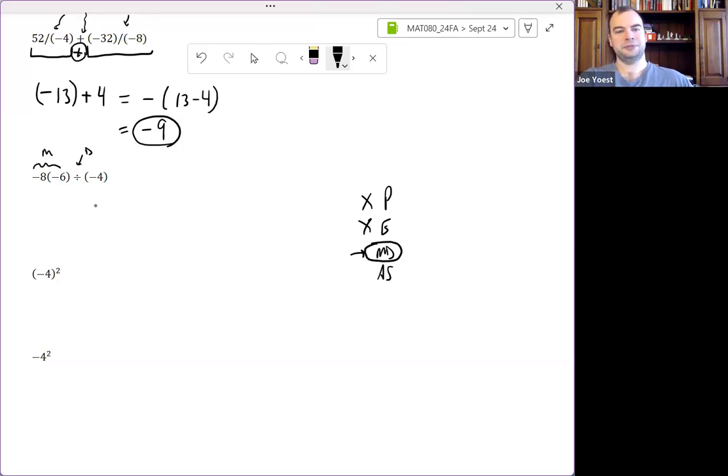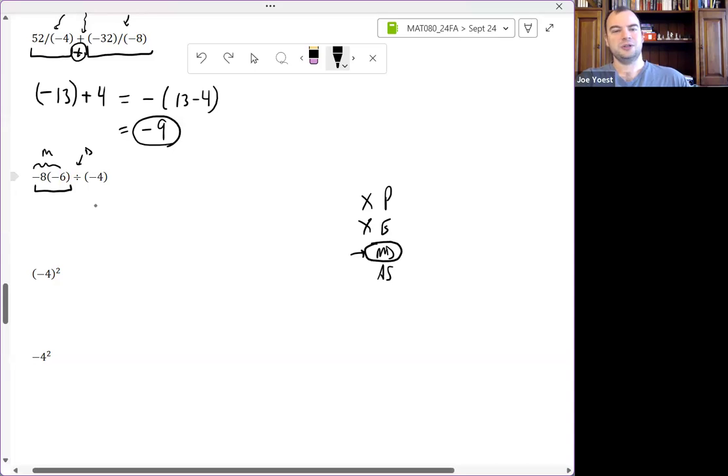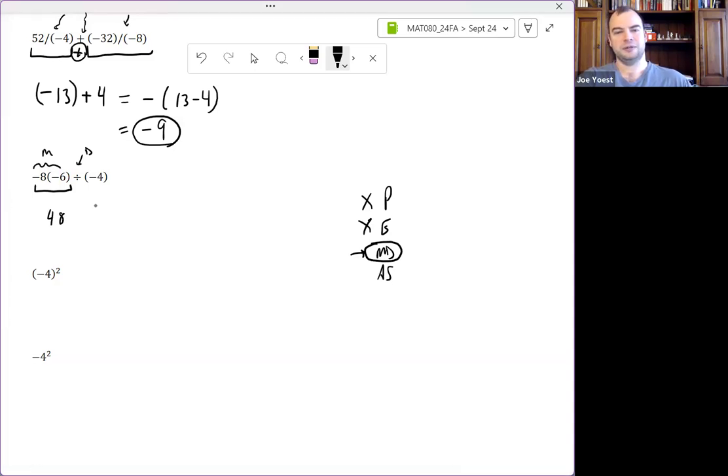at this level. So I do -8 times -6. I have the product of two integers that have the same sign, both are negative. My answer is going to be positive, but again, I just don't write the plus. And the size of my answer is going to be 8 times 6, 6 times 8, 48. And then all the rest of this just copies down, divided by -4.